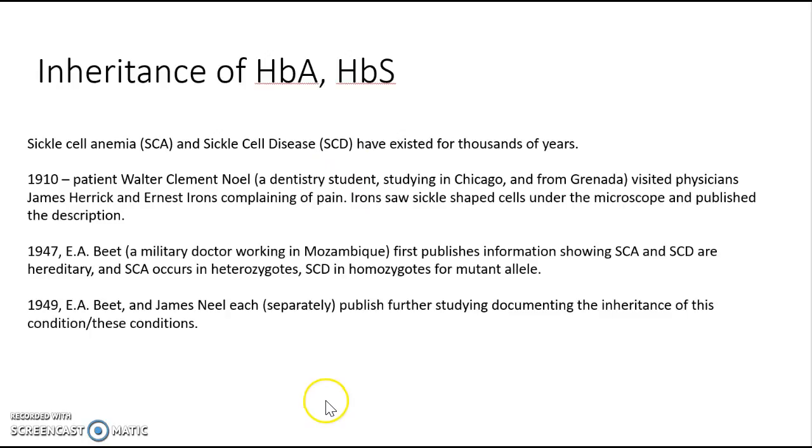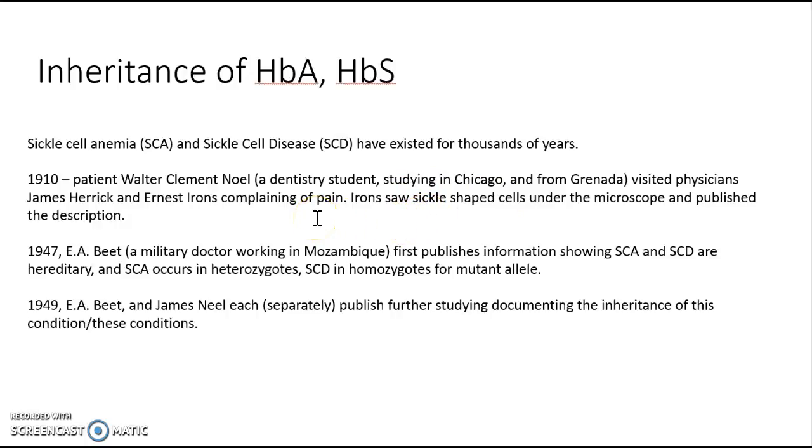This is a genetic condition that has existed for thousands of years, but it was first documented in 1910 when Walter Clement Noel, who was studying dentistry in Chicago as a visiting student from the island of Grenada, wasn't feeling well. He had pain, and he had other symptoms of anemia, and he went to see physician James Herrick, who wasn't actually all that interested in his condition, and he punted to Ernest Irons, who actually examined Noel's blood under the microscope and saw sickle-shaped cells. I'll show you a picture of them in a moment.